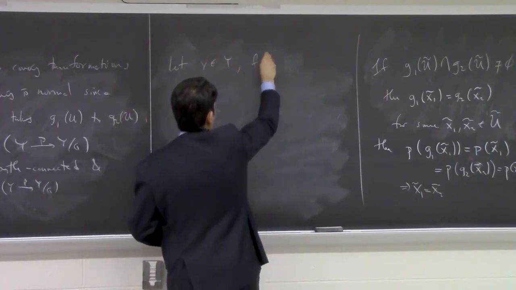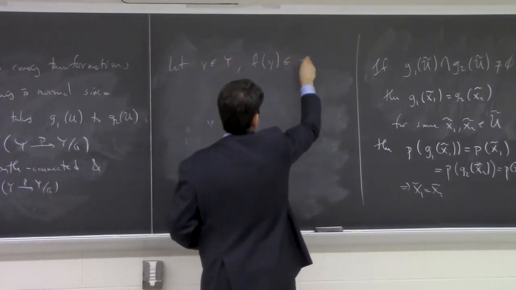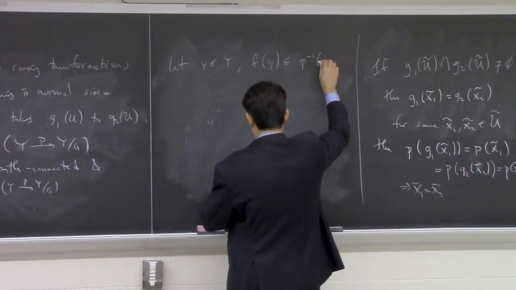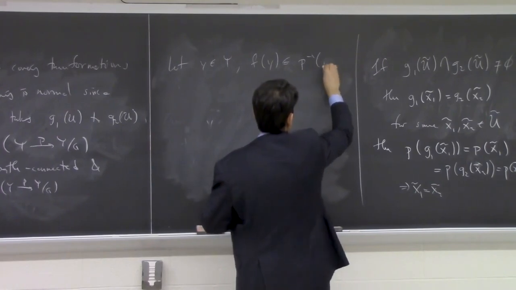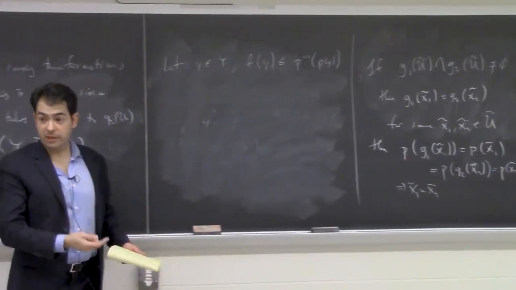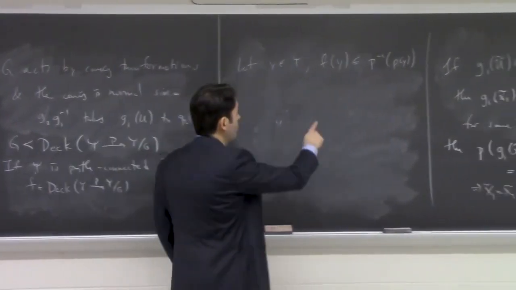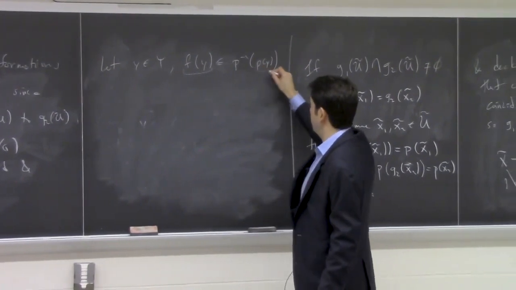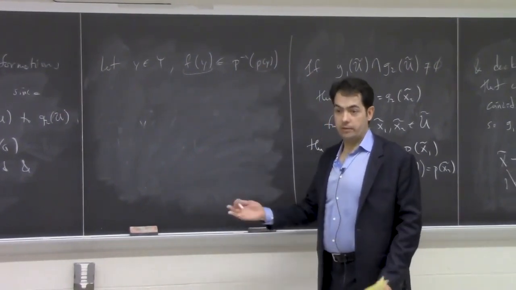Okay, pick a point in y. Note that f of y... equivalence class, yeah. Right, so because you have a deck transformation, you know that wherever it is that f of y lands, it's somewhere in the same fiber as y.